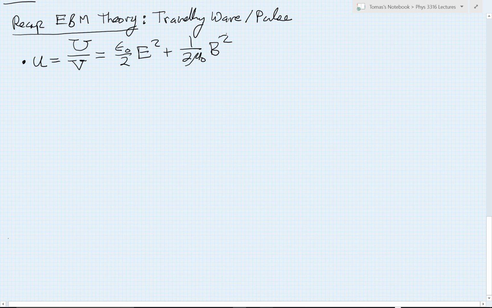Now, to go along with that, this energy not only can be stored in empty space, it can travel through empty space. So there's a handy vector called the Poynting vector. This vector tells you the transport rate of energy. It tells you how much energy per unit time, per unit area is being carried through the field. And that has a rather simple expression. It's 1 over mu naught times the electric field cross the magnetic field.